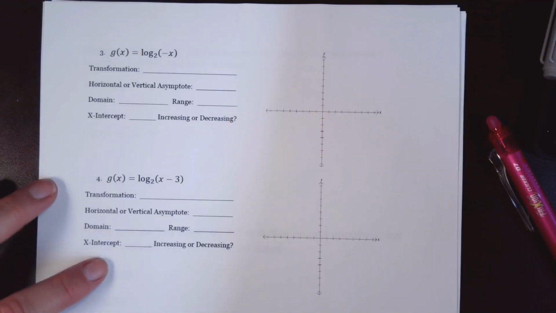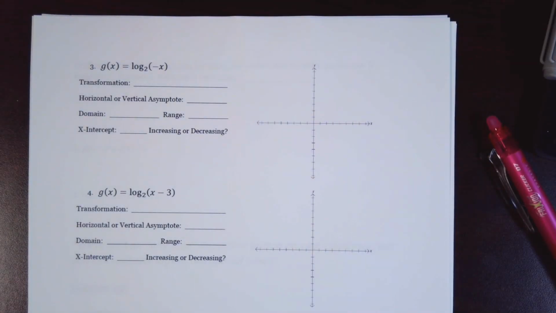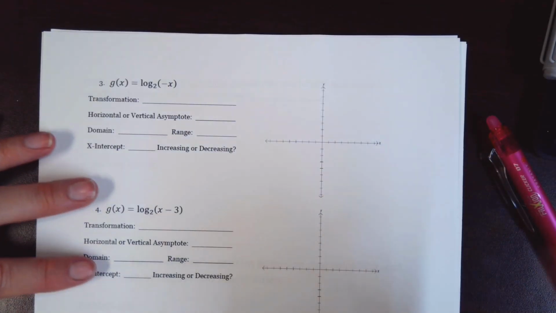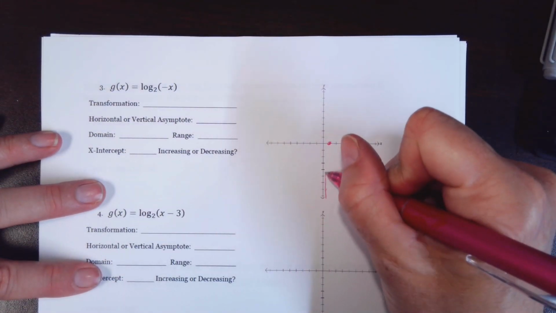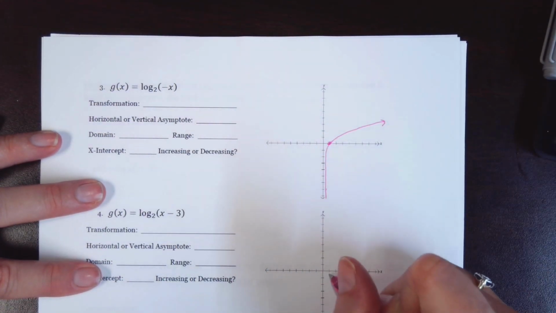All three of these problems on the next page are still base 2. They still have the same parent function, so let's start by sketching that parent function. My parent function has that intercept at 1, 0. Quick sketch.